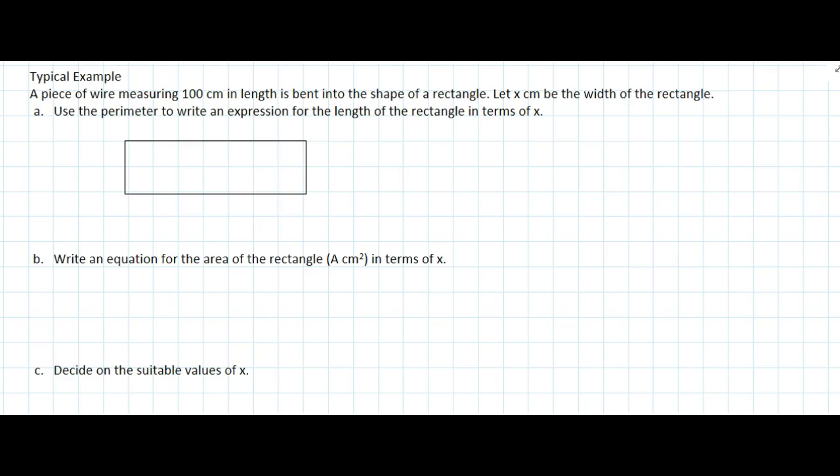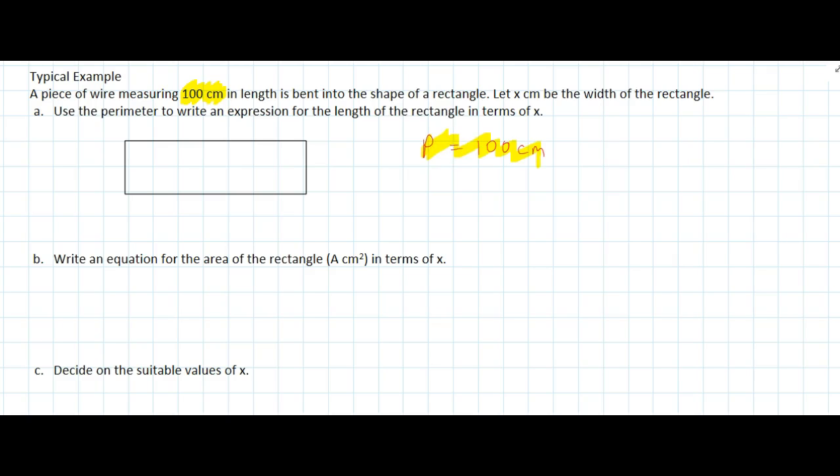So it tells us that the piece of wire is 100 centimeters. So I know that all these straight edges will add up to 100, which means the perimeter is equal to 100 centimeters. That's important because I know an expression for a perimeter: 2 times the length plus 2 times the width is going to be the perimeter. So that's an important thing later in the question. Let's label the bits of information. I've already used this bit here, that's my perimeter.